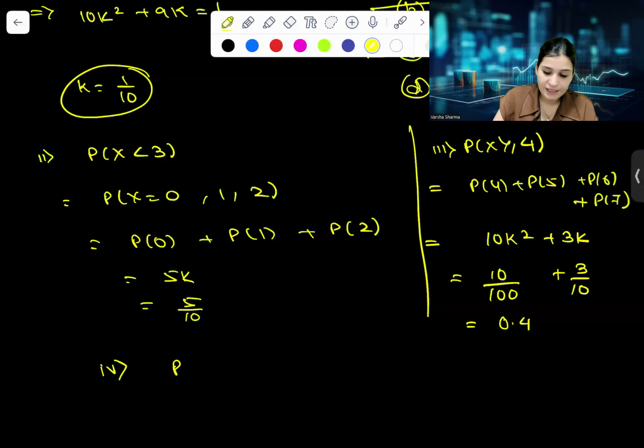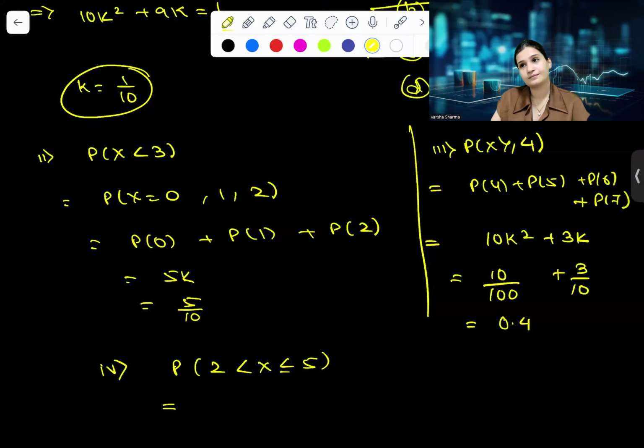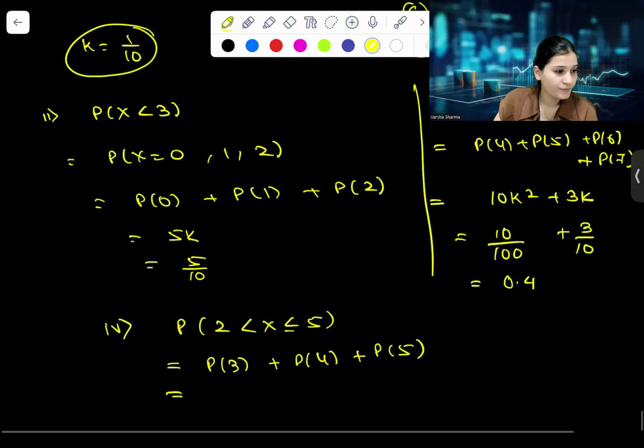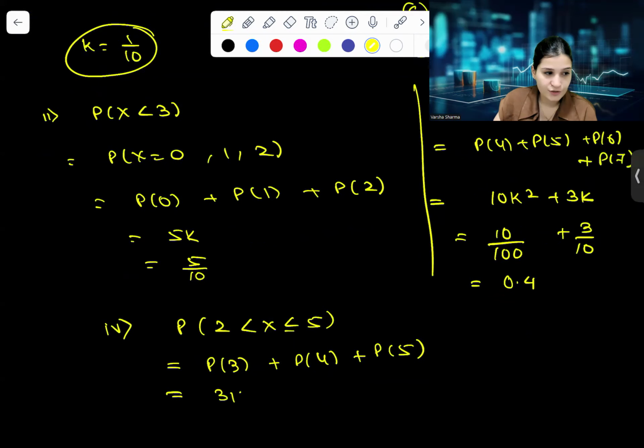Last, probability 2 less than x less than or equal to 5. What values am I allowed? 3, 4, 5. 2 is not allowed because we don't have an equality at 2. Add them up: 3k plus k square. Put the value of k: 3 by 10 plus 1 by 100. Answer 0.3.